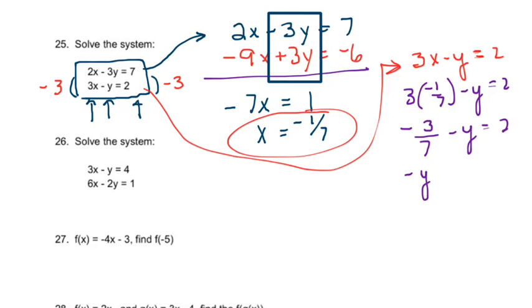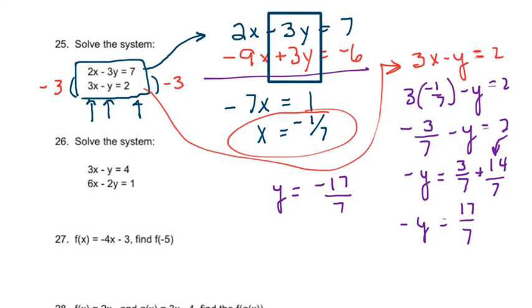I'll add 3/7 to both sides. So here's the 3/7. I'm going to take that 2 and write it as 14 over 7. So negative y equals 17 over 7, and therefore y is negative 17 over 7.